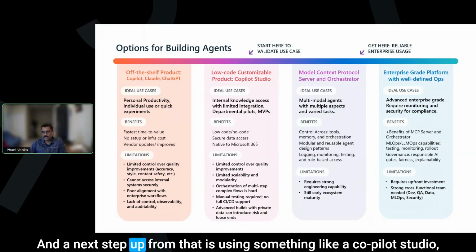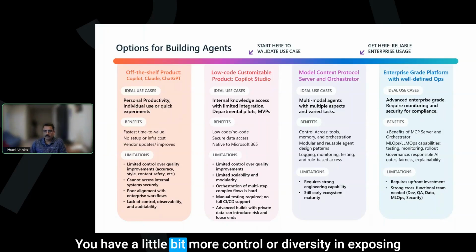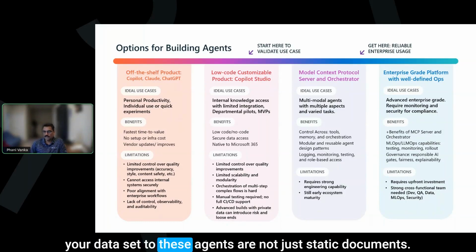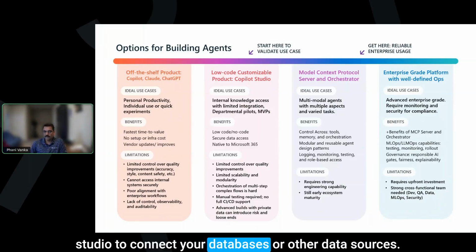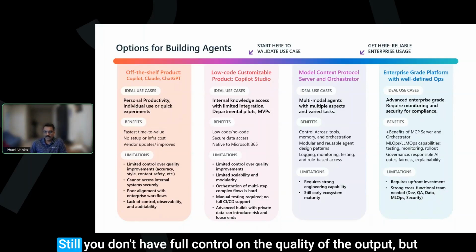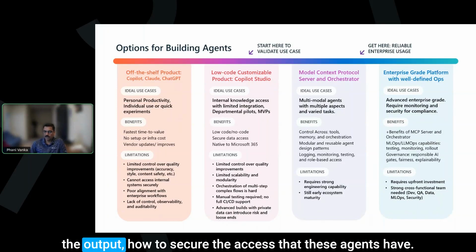And a next step up from that is using something like Copilot Studio, which is a low-code tool or a platform that will help you build agents. You have a little bit more control or diversity in exposing your data set to these agents, not just static documents. You can use some of the tools available in Copilot Studio to connect your databases or other data sources. Still, you don't have full control on the quality of the output, but you start getting a little bit more control over the quality of the output, and how to secure the access that these agents have.